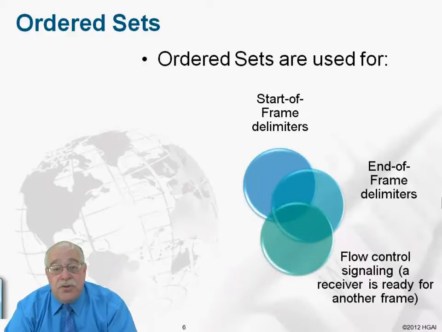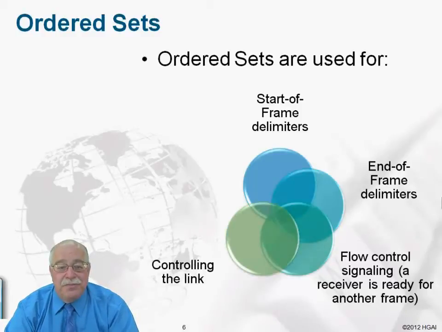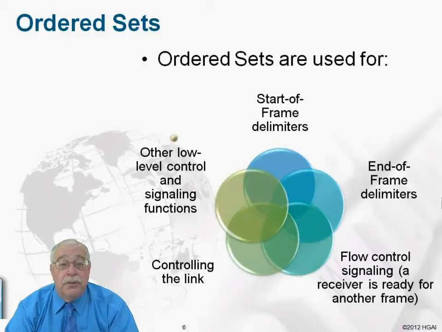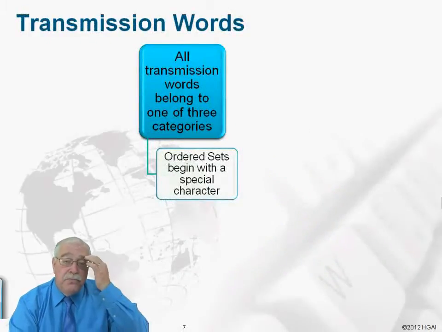We can use ordered sets to represent flow control. For example, there's the READY, which says that I'm giving you a credit. I'm letting you know about an empty buffer. Or an idle, which we saw was used when there's nothing better to send. There are ordered sets that are used to control the link and other low-level control kinds of functions.